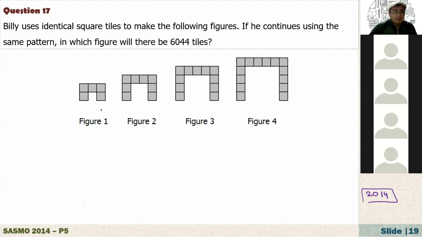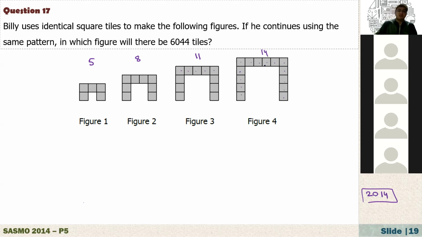Anyway, Billy uses identical square tiles to make the following figures. If he continues using the same pattern, in which figure will there be 6,044 tiles? Let me do this one first. In the first figure, how many tiles? Here we have 5. In the second one, we have 8. In the next one, we have 11. And the next one, we have 14.